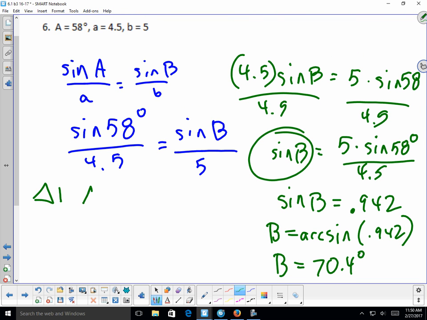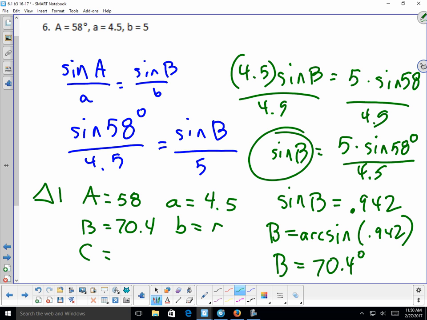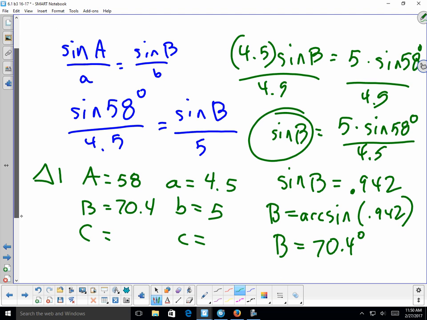We know that angle A is 58. Angle B is 70.4. We don't know angle C yet, but I'm sure you're about to tell me what that is. Side A is 4.5, side B is 5, and we don't know what C is. So how do we find angle C, Stephanie? 180 minus 58, 70.4. All right, so we're adding these two up and subtracting from 180, and that leaves us with what? 51.6.